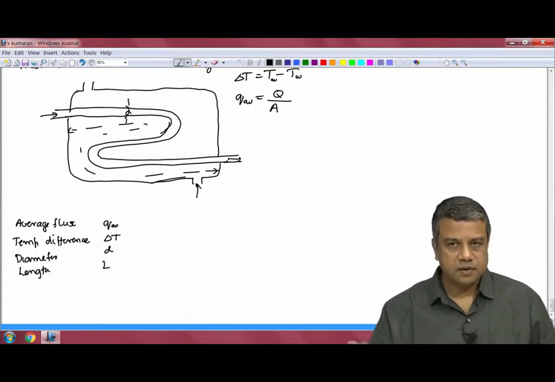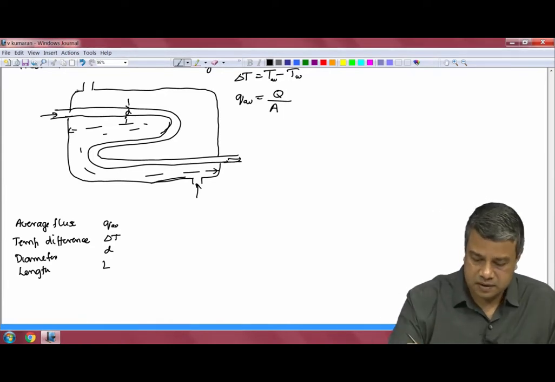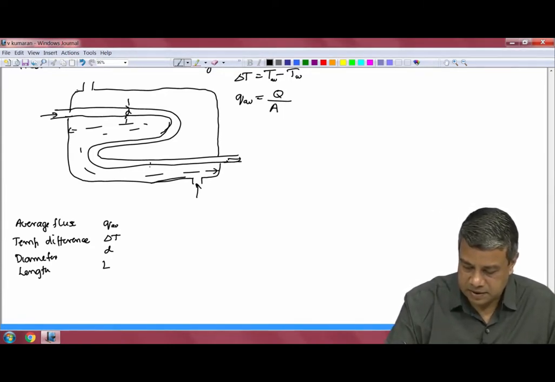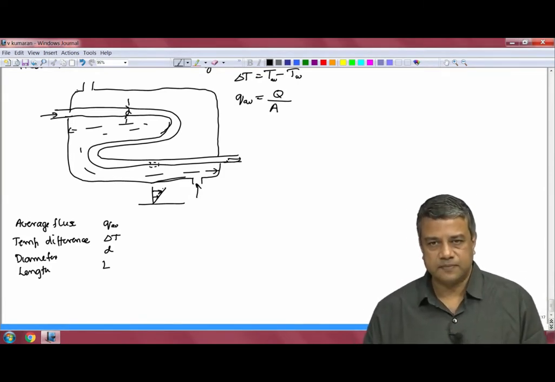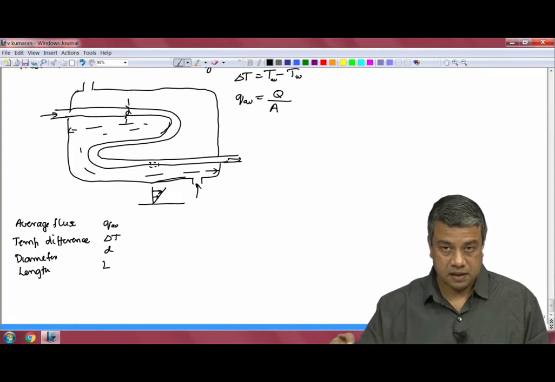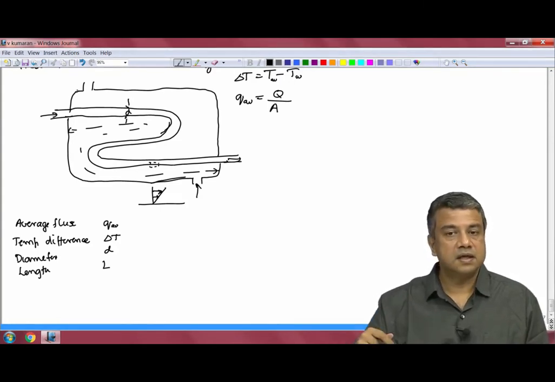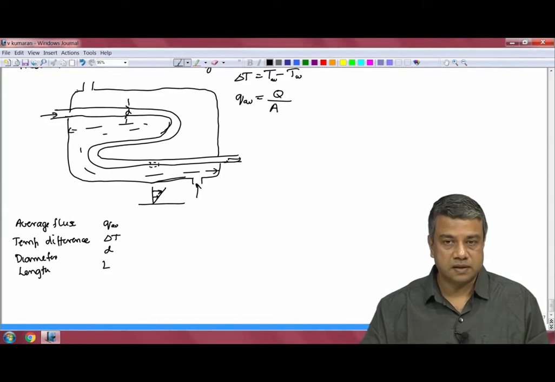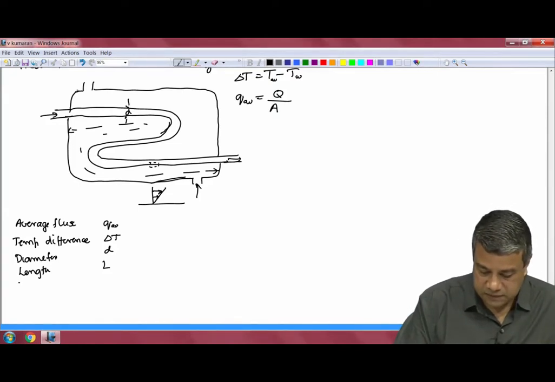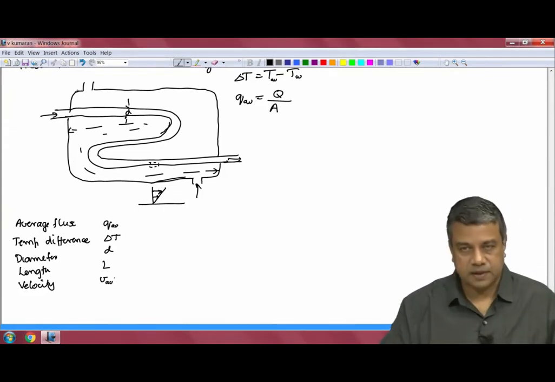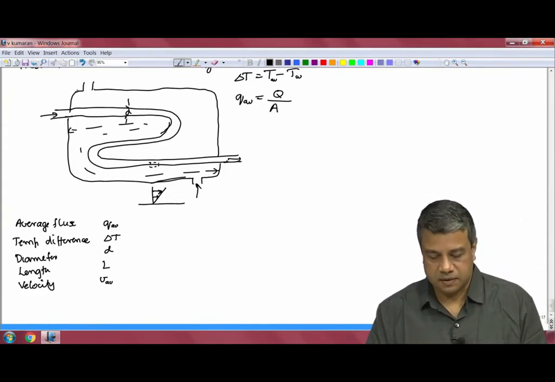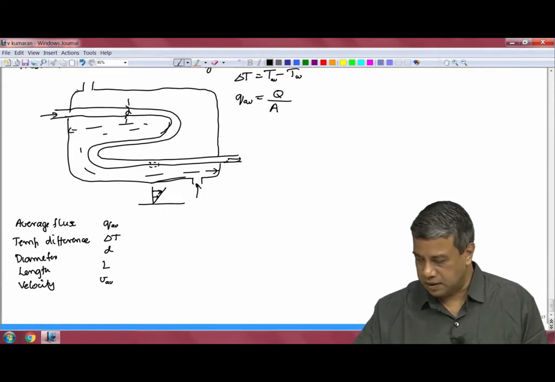It can also depend upon the flow properties, because as the fluid is going through, the heat transfer is taking place across the wall of the pipe, and at the wall of the pipe there is fluid flow happening tangential to the surface. So, convection is bringing in heat tangential to the surface, and then conduction is transporting that heat perpendicular to the surface. Therefore, the average flux can depend upon the flow properties, that is the velocity. In this case, I will call it the average velocity of the fluid in the heat exchanger.